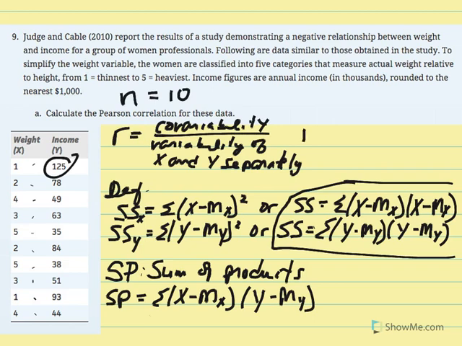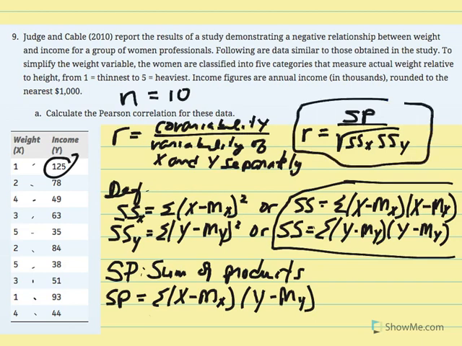And therefore, our R is equal to what we refer to as SP, which represents covariability, over the square root of our SS for X multiplied by SS of Y. So we're going to use this equation to solve for R to see if we have a significant R value.